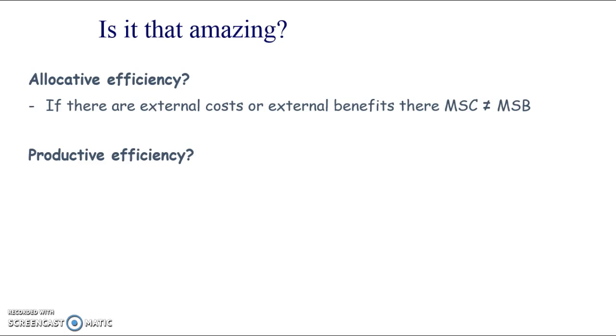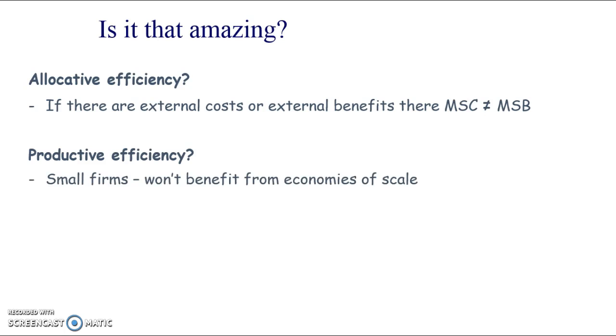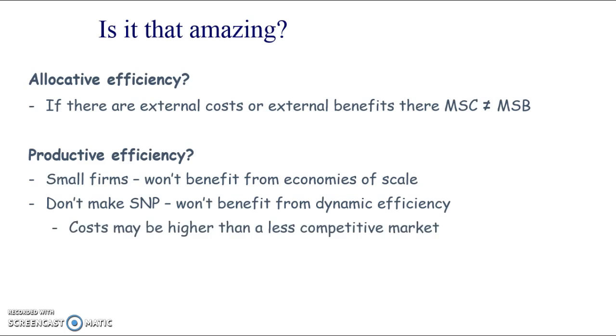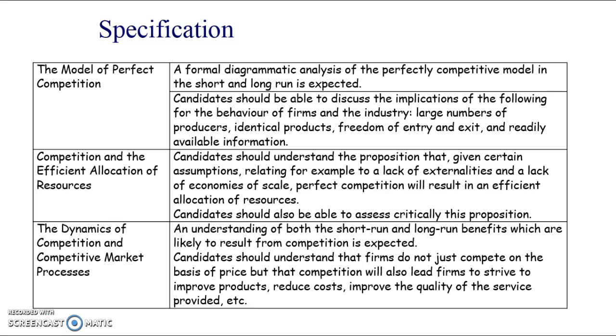And yes, on that cost curve, it was productively efficient. But the thing is that these are very small firms, so they're not going to benefit from economies of scale. They could have been on a lower cost curve if they were benefiting from economies of scale and growing in the long run. And they're also not going to make supernormal profit in the long run, so they're not going to be able to invest that money back into the business and gain from dynamic efficiency. So the costs may actually end up higher than in a less competitive market that has been able to gain from economies of scale and reinvesting that supernormal profit. Therefore, it might mean that there are higher prices and lower output than in a market that was more concentrated. It just depends on that market.